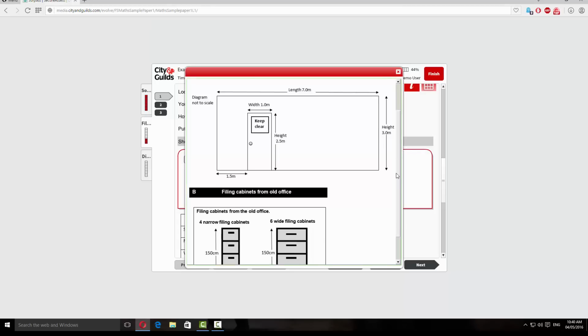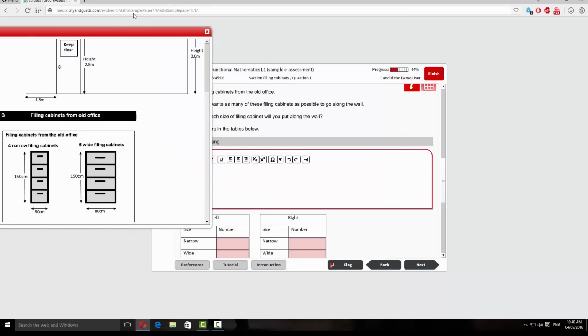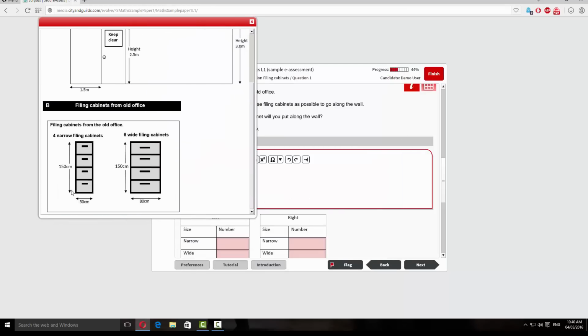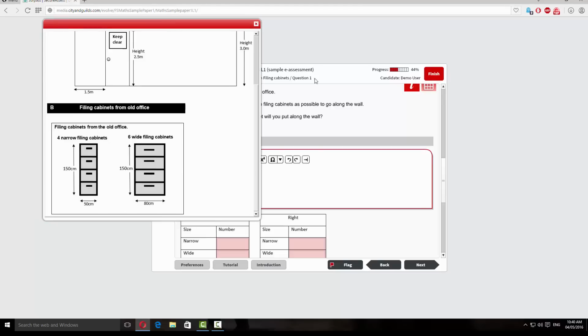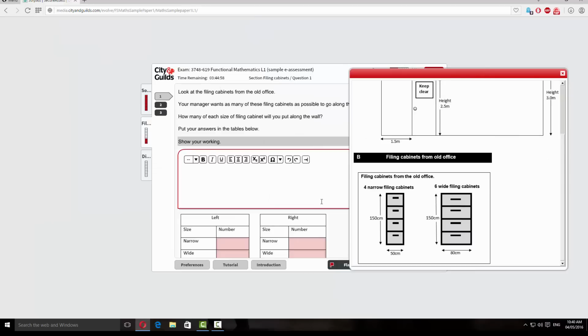Okay, so we've got the same thing here. This time we've got to put the filing cabinets into that space. So we've got 2 different types of filing cabinet. We've got 4 narrow filing cabinets that are each 50 centimetres wide, and 6 wide filing cabinets, which are each 80 centimetres wide. Filing cabinets are 150 centimetres tall, but that doesn't matter. We're just trying to fit them along the side of the wall. The wall is high enough to fit them in. We're not putting them on top of each other. So 150 centimetres isn't really important. What's important is the width of the filing cabinets.